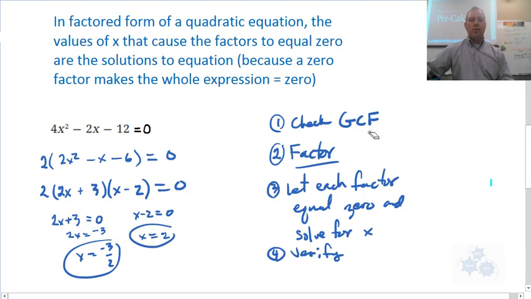So factor out the greatest common factor, factor the trinomial, let each factor equal 0, solve for x, verify. Verify means you want to plug this value into the original equation and make sure it's true. Plug this one in, make sure it's true.